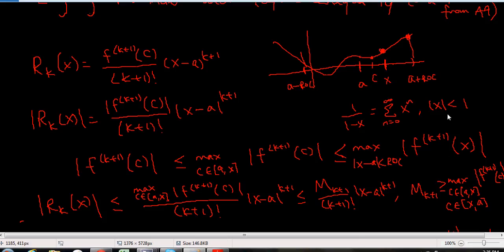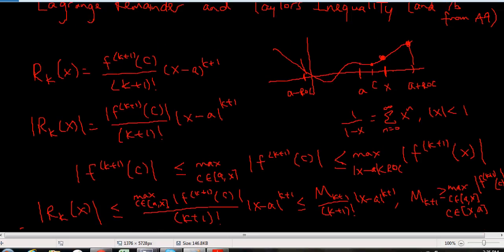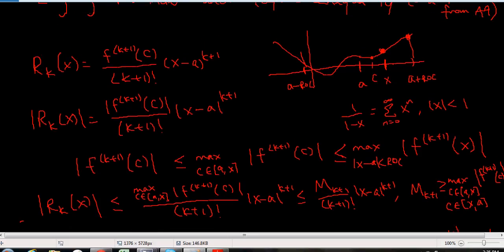So in my next video, I'm going to talk about how to do 7b using this new version of Taylor's inequality. So the only thing that's changed is how I pick M_{k+1}. I pick it to be bigger than this middle thing, and not the one I had originally, this one.